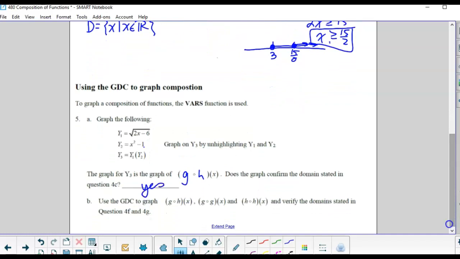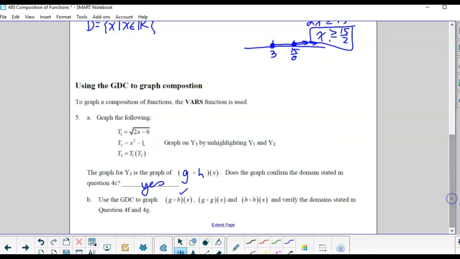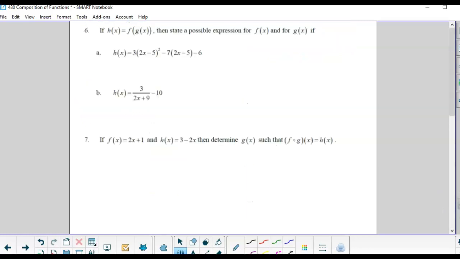Yes. And then g of h of x, g of g, h of h to determine the domains for f and g. So we already did this one as well. And then I'll leave that for you to do for these ones.